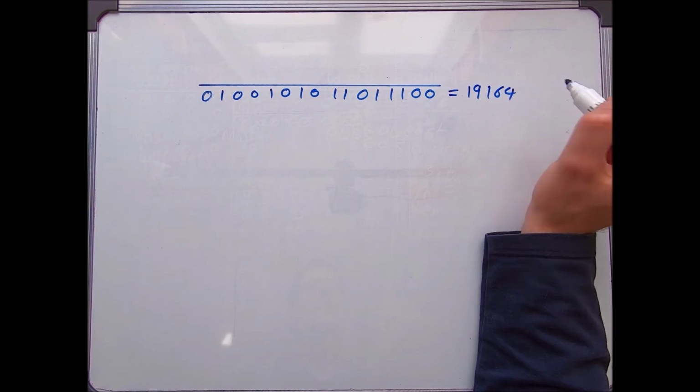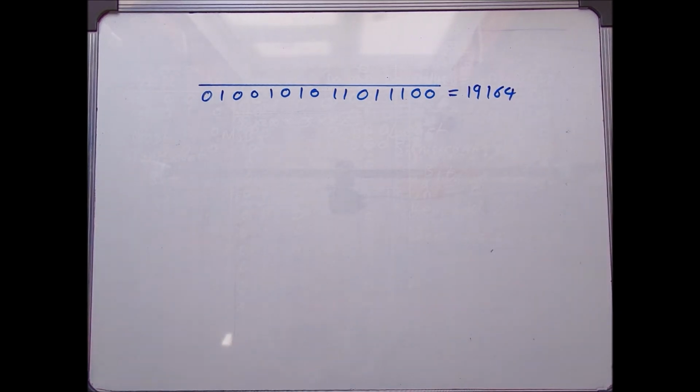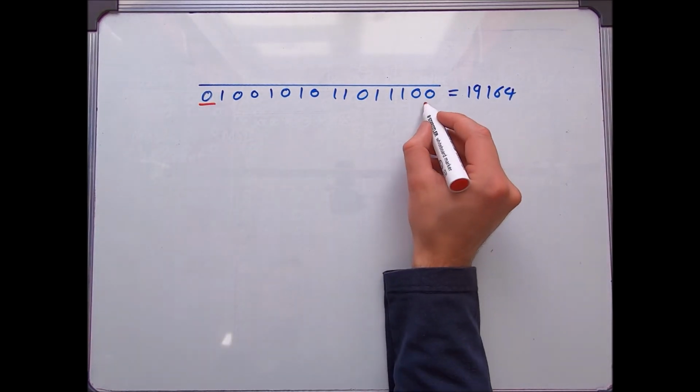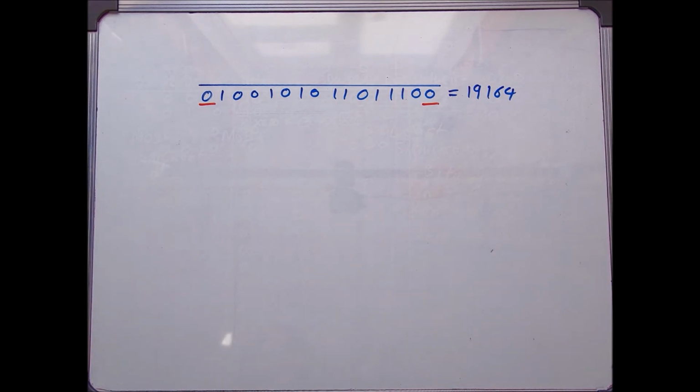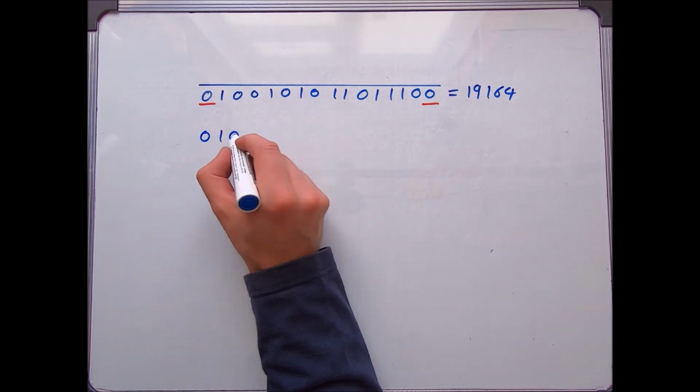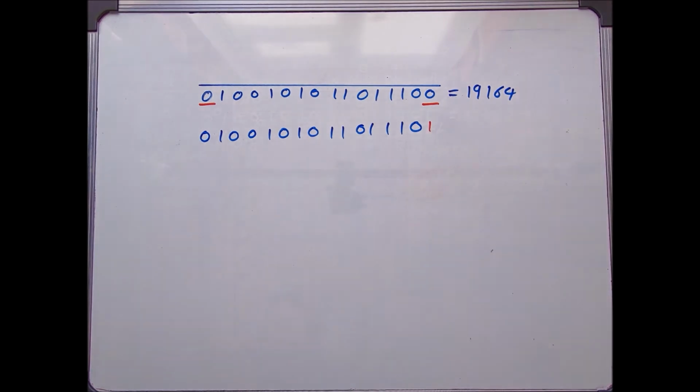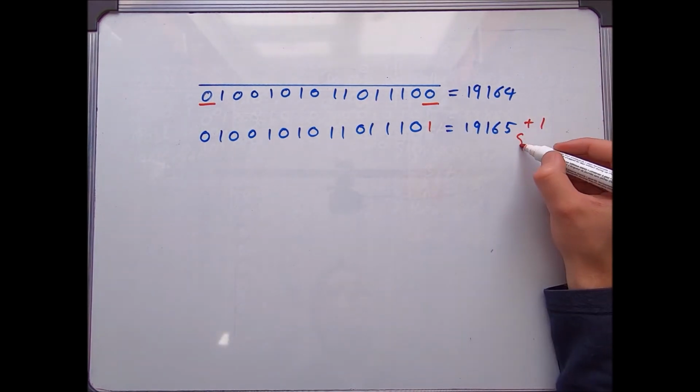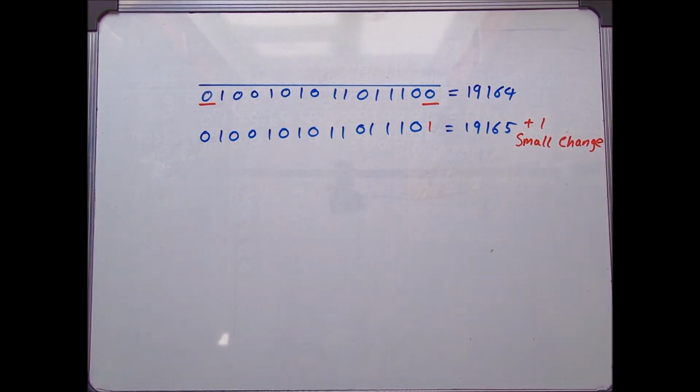I have a 16-bit binary word with a random value. The decimal value of this bit combination is 19,164. The most significant bit and least significant bit are both clear. If I set the least significant bit, the value increases by 1 to 19,165, not a very significant change compared to the overall value of the number.